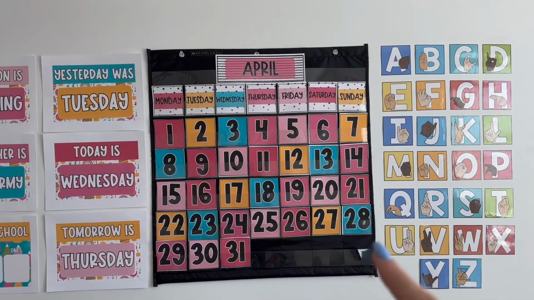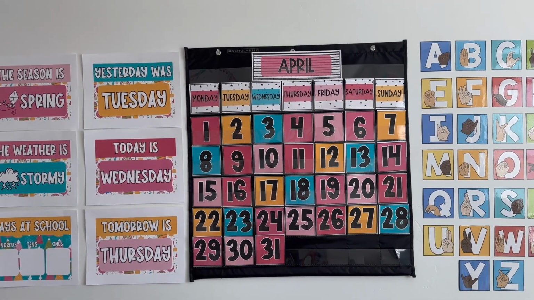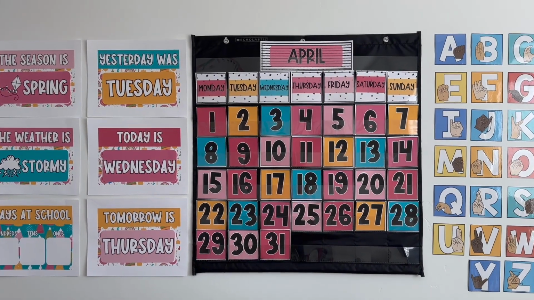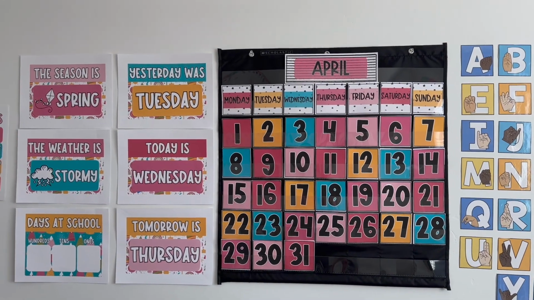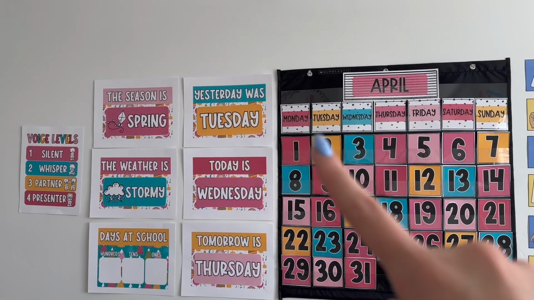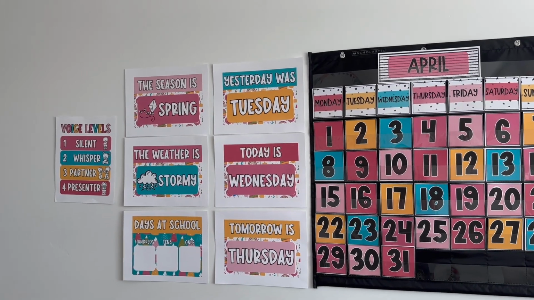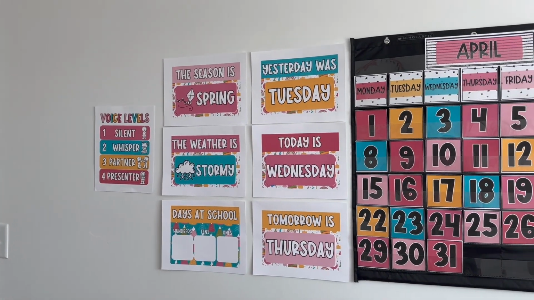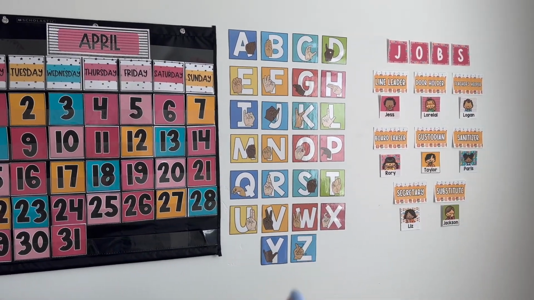So this is my black pocket calendar. It's the Scholastic brand. I found it on Amazon. It was a little bit more expensive, but I just loved the black color. I think it looks so nice with what I have here. And then we have our morning meeting, just like routine up on the board, voice levels. And then on this other side, this is from my friend Bethany Barr Education.